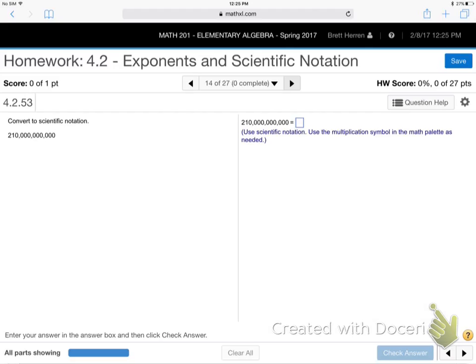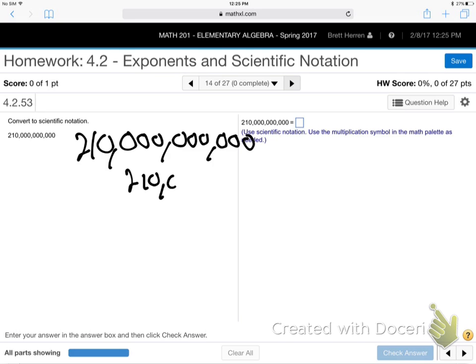Which is not bad. So that's a big number. 210 with lots and lots of zeros. What is that? 210 what? I think it's billion, isn't it? Because if it was right here, that'd be million, wouldn't it? That'd be 210 million. So our number's 210 billion, right? Yeah, it's 210 billion.